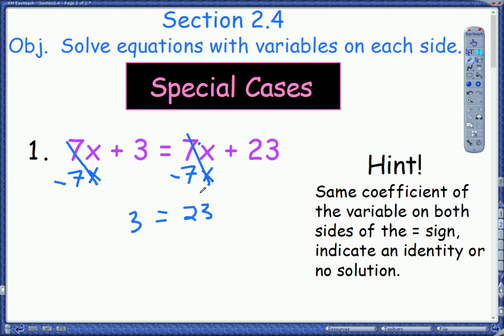Since that is not a true statement, 3 does not equal 23, we write no solution. That means no matter what number I plug in for x, it will never work. There is no solution that will work for this equation. And you have to write this. This is part of the answer. I will take points off if you don't write that.